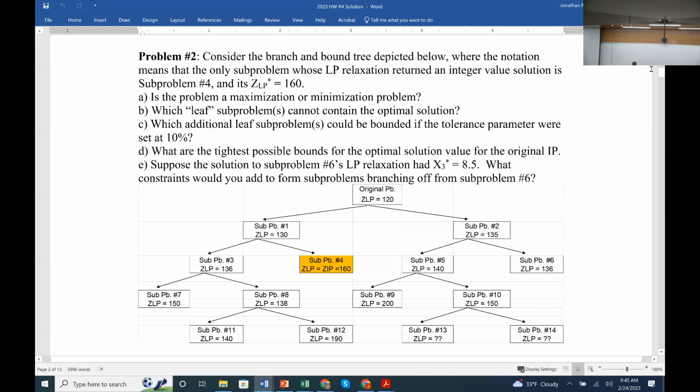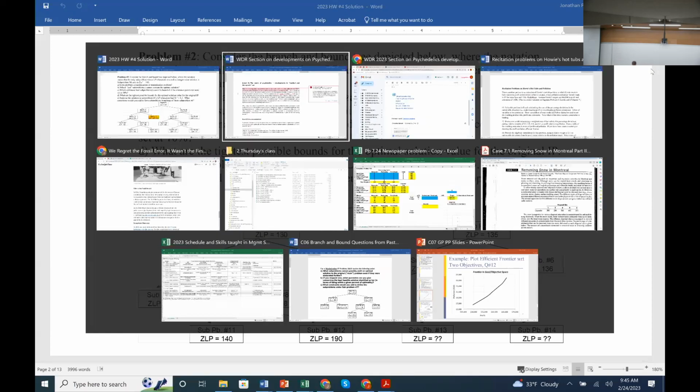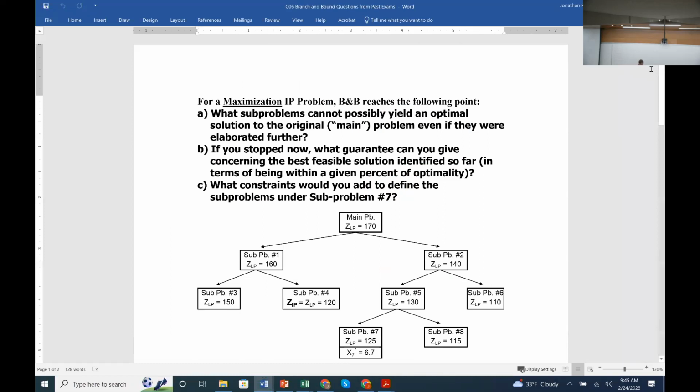What I think is best to do is not to keep looking at this one, but to look at a couple more that are just from previous exams. And I have to remind myself I haven't looked at this in forever. For a maximization IP problem, branch and bound reaches the following point. So I was really feeling nice that year. What subproblems cannot possibly yield an optimal solution to the original main problem, even if they were elaborated further?